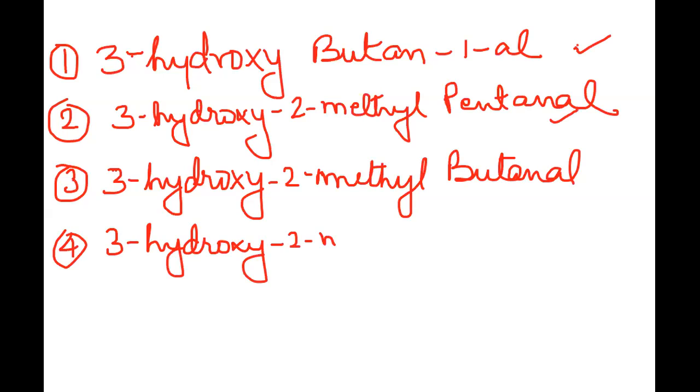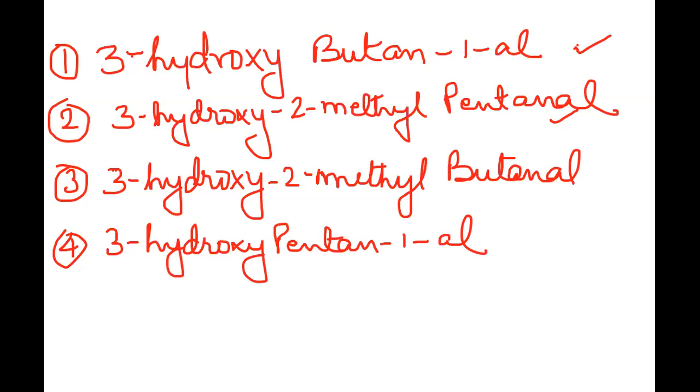This is 3-hydroxy 2-methyl butanal, and this is going to be 3-hydroxy pentanal. This should be 3-hydroxy pentanal. Pentane 1-al or pentanal. Okay. So we get these 4 different kinds of products.